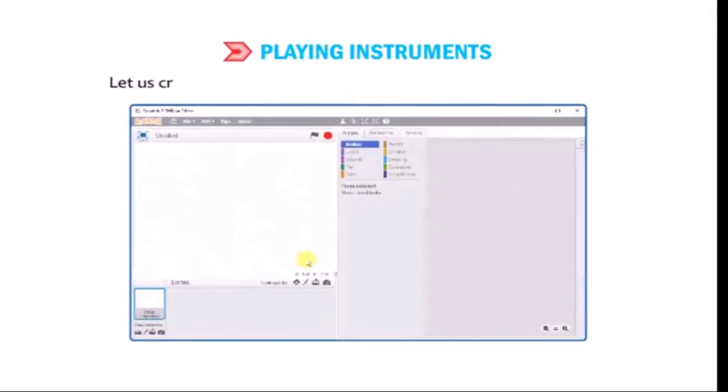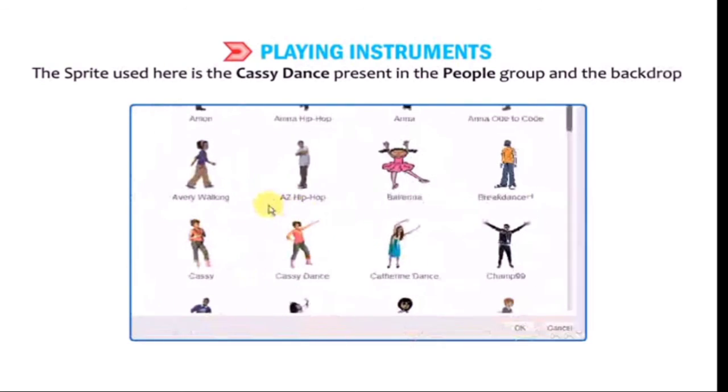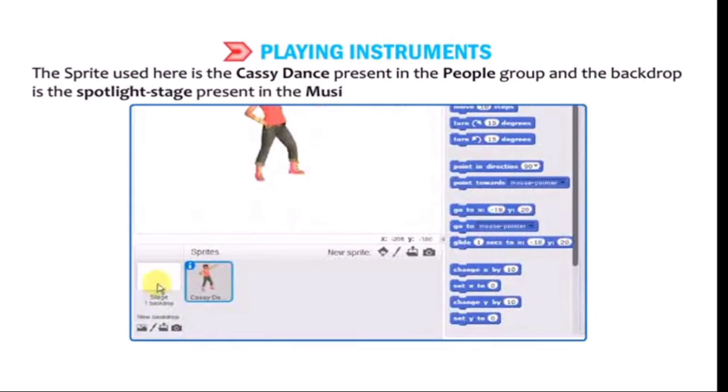Let us create a dancing sprite project as shown in the given figure. The sprite used here is the Cassie dance present in the people group, and the backdrop is the spotlight stage present in the music and dance group.